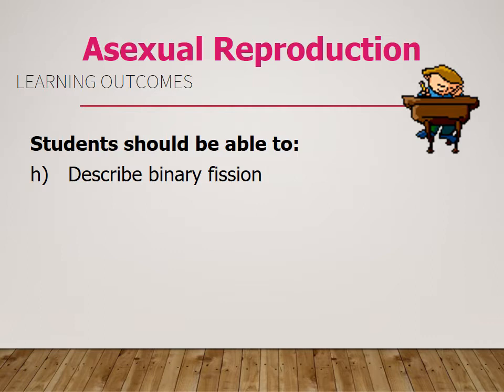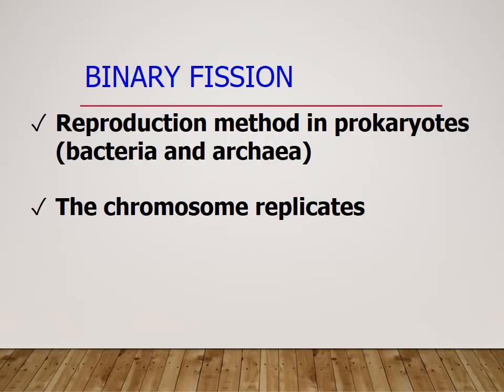Today we'll take a look at one type of asexual reproduction, which is binary fission. So the learning outcome for today is students should be able to describe what is binary fission. Binary fission is a reproduction strategy or reproduction method in prokaryotes. Examples of prokaryotes are bacteria and archaebacteria.